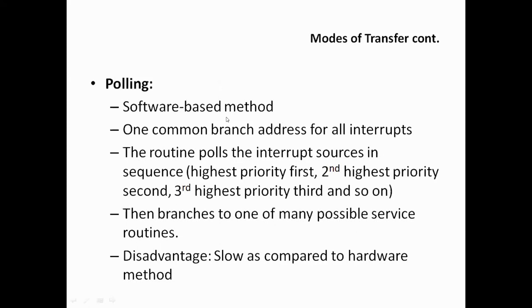Polling is a software based method. In this, there is a common branch address for all interrupts. That means whenever an interrupt occurs, the branch goes to a common address in main memory. What is at that address? At that address, there is a routine, a program that does the polling. That routine can be easily understood by that thing which we study in programming called if else.